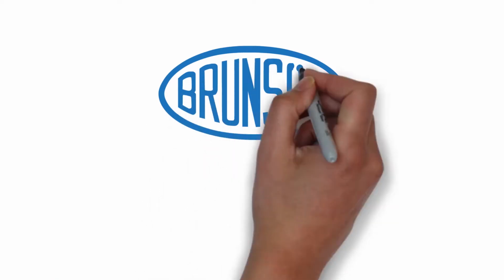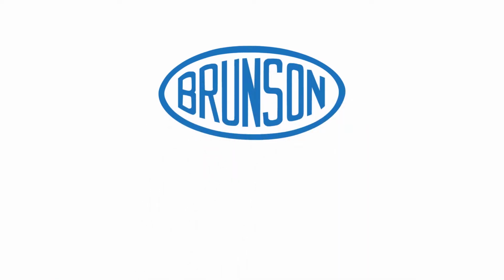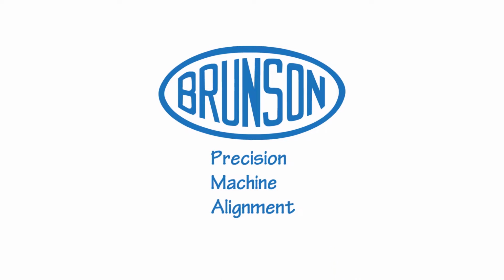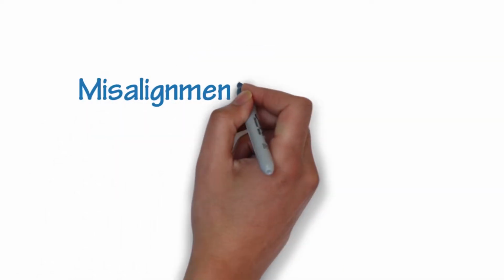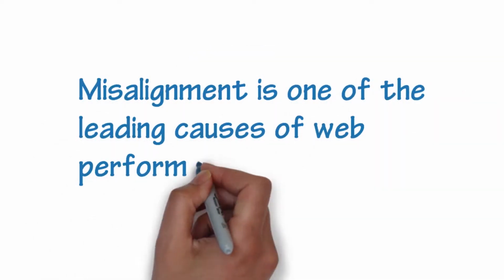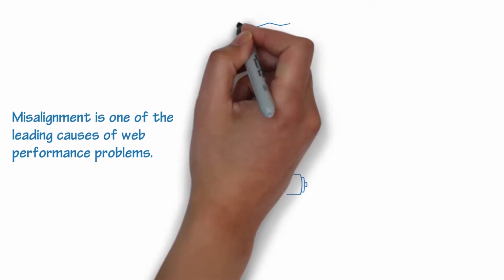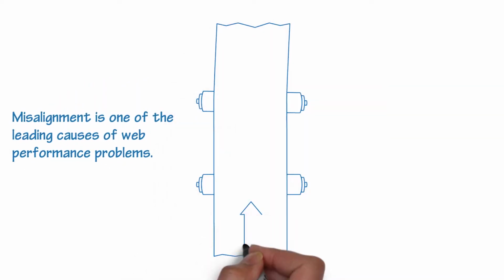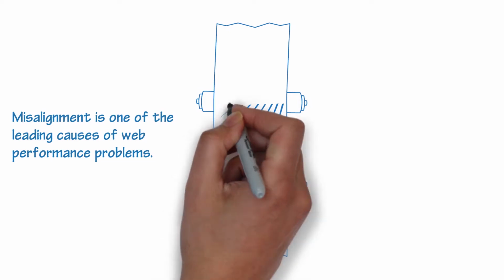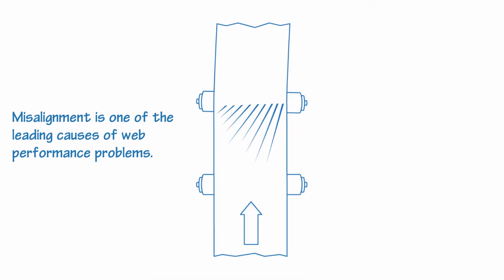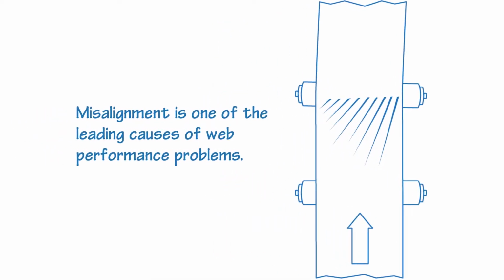It's time to look to Brunson. At Brunson, everything we do is about precision machine alignment. Misalignment is one of the leading causes of web performance problems. Truth is, even a quality installation and proactive maintenance program cannot prevent web machinery from eventually migrating out of alignment. And one tiny misalignment creates ripple effects down the line.